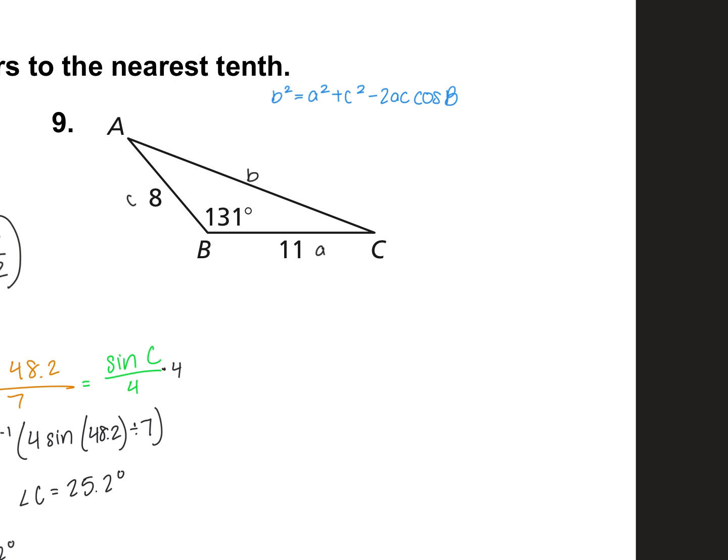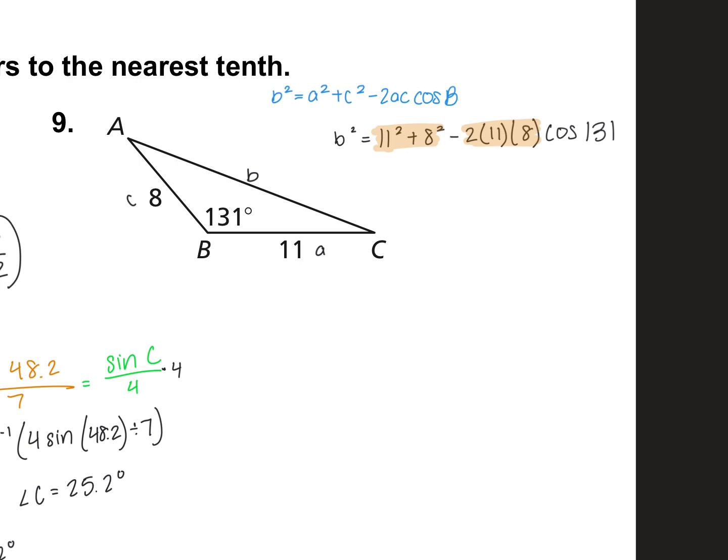All right, now plugging in what I have, I'm trying to solve for side B, so I'm going to leave it as B squared equals 11 squared plus 8 squared minus 2. I'm sorry, that is not a 2. 2 times 11 times 8 cosine angle B, which is 131. So going ahead and solving what I can, I'm going to highlight what I'm going to solve first. I know I can solve right here, I know I can solve here, and then bring everything else down.